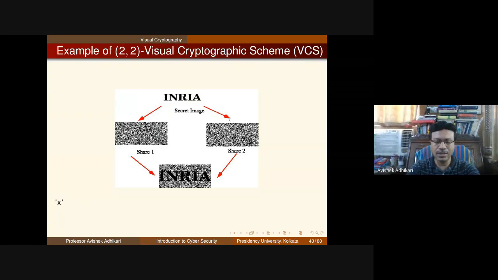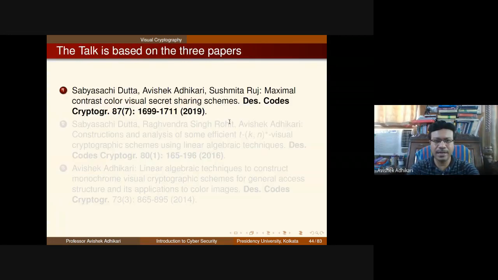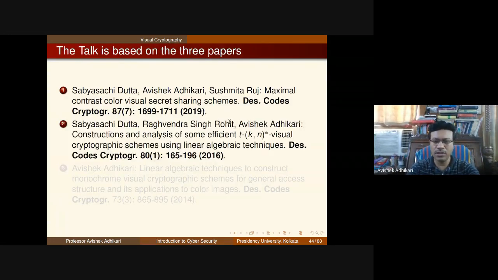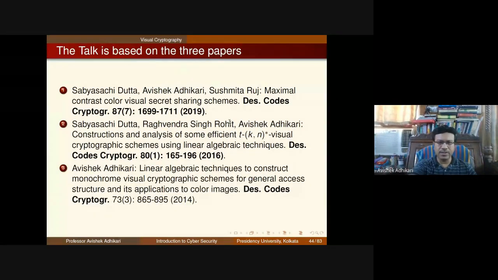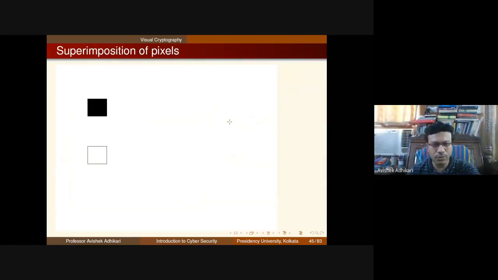So let us come to the basic idea of how it's done. The talk will be based on my three publications, all of them published in Designs, Codes and Cryptography, which is a very well-known journal for cryptographic schemes. So let us try to understand how that can be done.